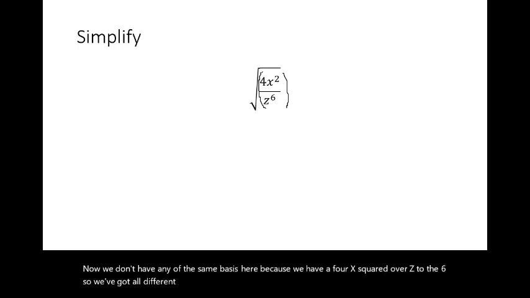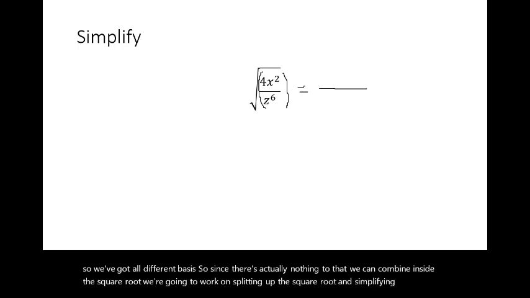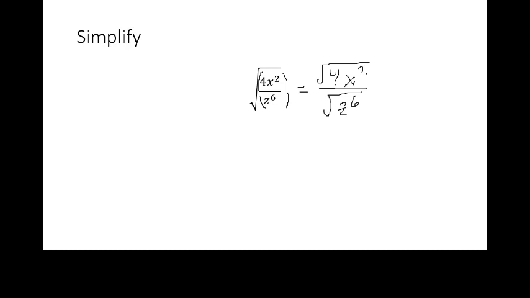So since there's actually nothing that we can combine inside the square root, we're going to work on splitting up the square root and simplifying it piece by piece. So I'm going to split this up into the square root of the top expression, square root of 4x squared, divided by the square root of the bottom, square root of z to the 6th.